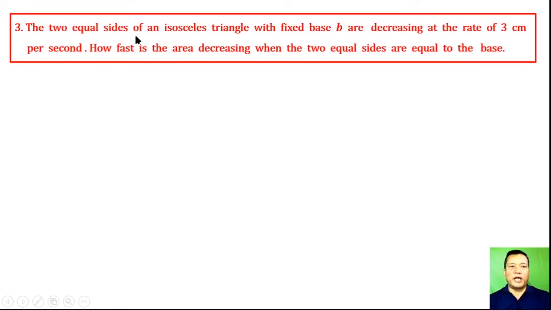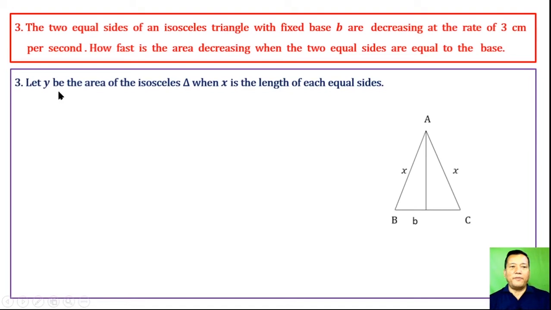The two equal sides of an isosceles triangle with fixed base b are decreasing at the rate of 3 cm per second. How fast is the area decreasing when the two equal sides are equal to the base? Let y be the area of the isosceles triangle when x is the length of its equal sides. Then dx by dt is minus 3 centimeter per second, and the area y is half base into altitude.